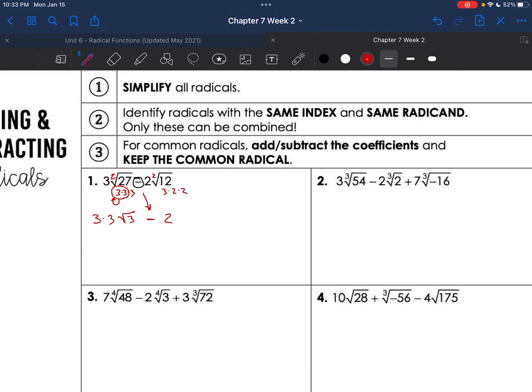Now I leave the 2 that already existed there. I'm multiplying it by the new 2 that comes out, and then we're going to leave our square root of the 3 that got left underneath there. So combining, I've got 9 square roots of 3 minus 4 square roots of 3. Now I do have matching terms here. I've got the square root of 3 and square root of 3, so I just do 9 minus 4 gives me 5, and I leave my square root of 3 in that case, right?